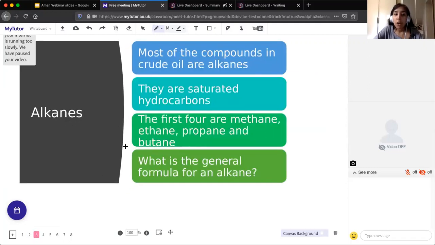So the first hydrocarbon we'll be looking at today is alkanes, and then we'll be going on to alkenes tomorrow, but today we're looking at alkanes. And as I said, most of the compounds in crude oil are hydrocarbons, and one of the hydrocarbons that are most commonly found in crude oil is alkanes. So the second point on here says that they are saturated hydrocarbons. Does anyone know what saturated means in terms of hydrocarbons? Or even if you know the definition of saturated, that will help you to answer that question. So what does saturated mean?